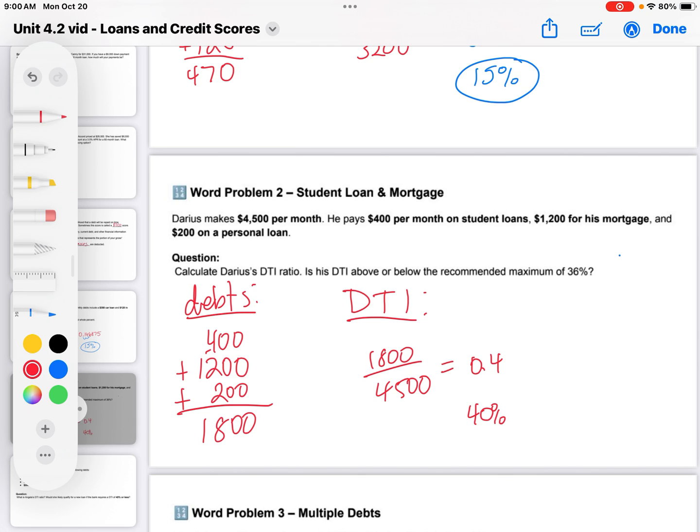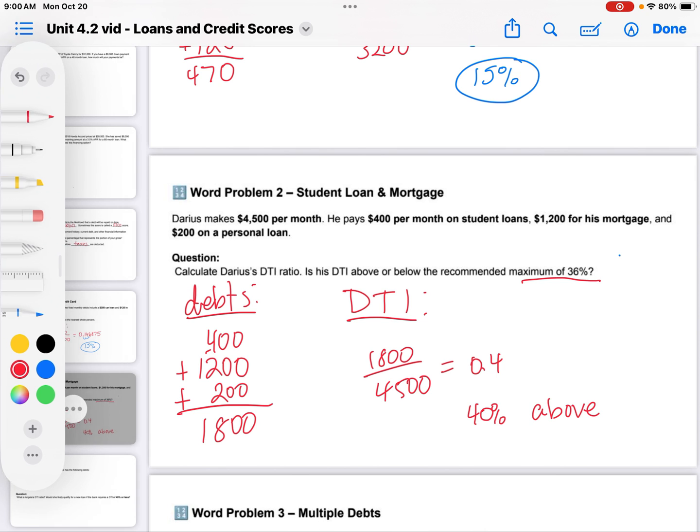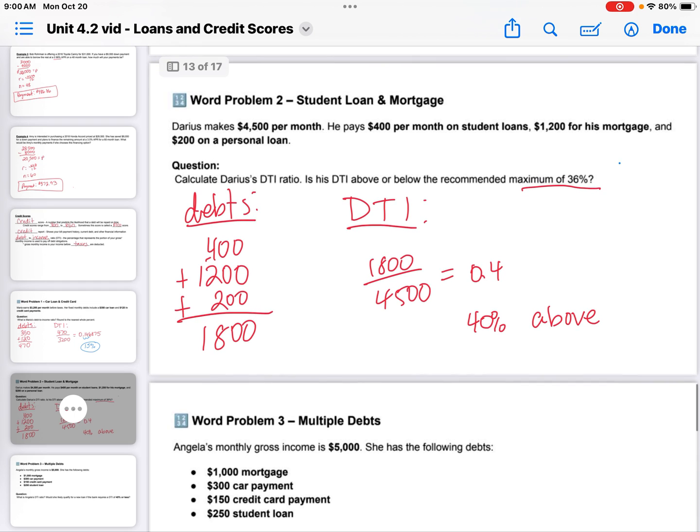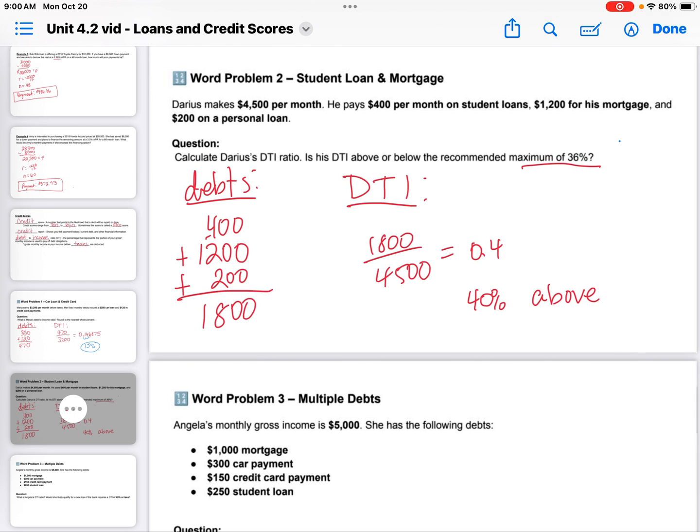And it says calculate the DTI. Is it above or below the recommended maximum of 36%? Well, this one is above, which means he's probably not in a good place. Like, you don't want to have anything higher than 36%.